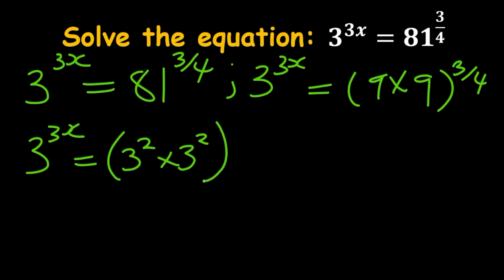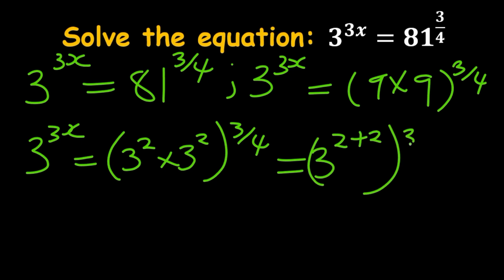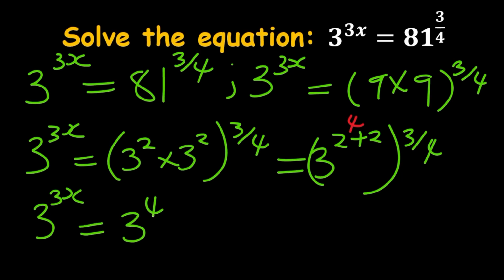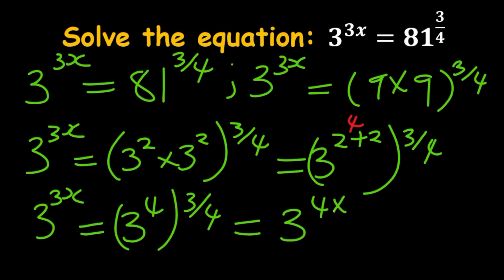raised to power 2 all raised to power 3 over 4, which is also equal to 3 raised to power 2 plus 2 all raised to power 3 over 4. 2 plus 2 will give us 4. So we have 3 raised to power 3x to be equal to 3 raised to power 4 all raised to power 3 over 4. Expanding the bracket equals 3 raised to power 4 times 3 over 4.